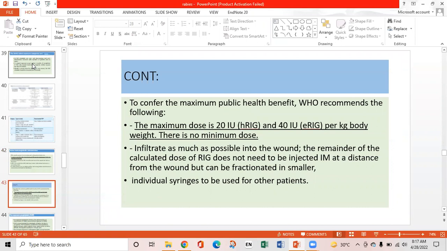To confer the maximum public health benefit, WHO recommends the following. The maximum dose of human rabies immunoglobulin is 20 international units, and 40 international units for the other immunoglobulins, per kg body weight. There is no minimum dose. Infiltrate as much as possible into the wound. The remainder of the calculated dose does not need to be injected IM at a distance from the wound, but can be fractionated in smaller parts. Individual syringes should not be used for other patients.